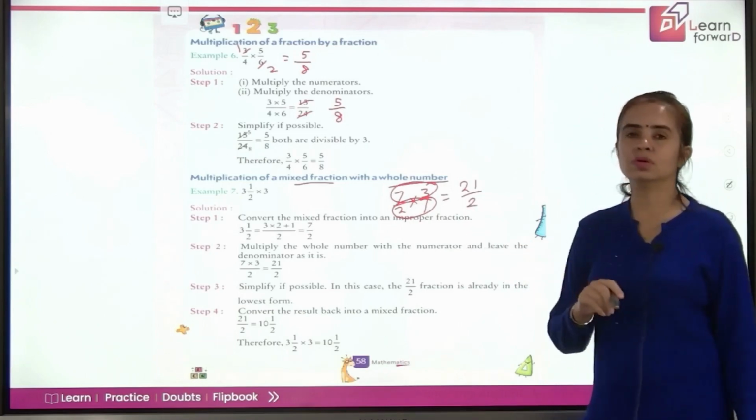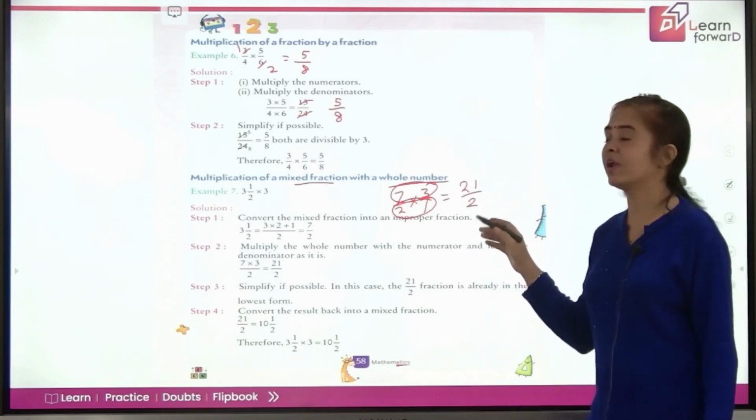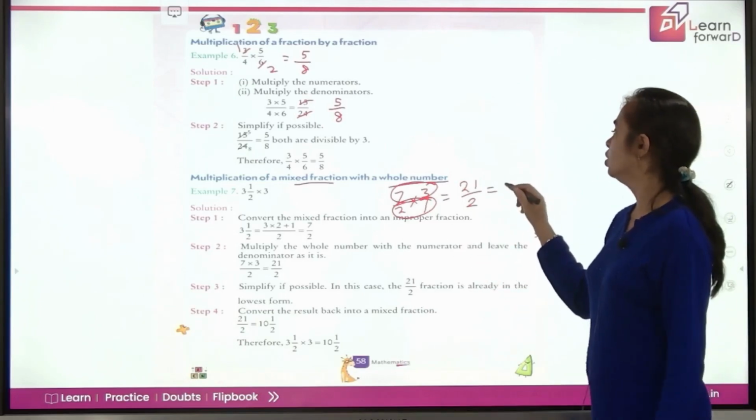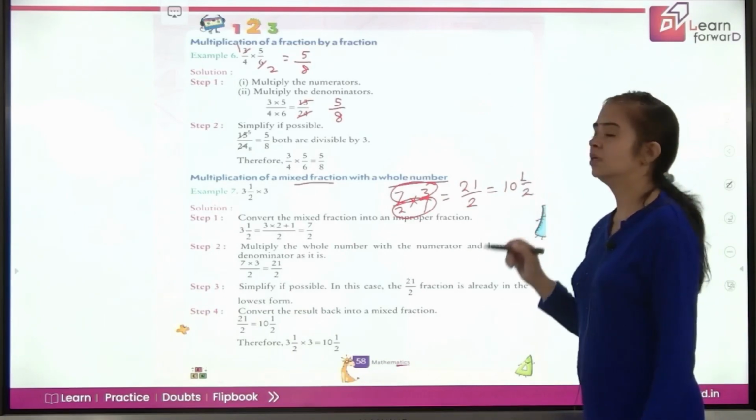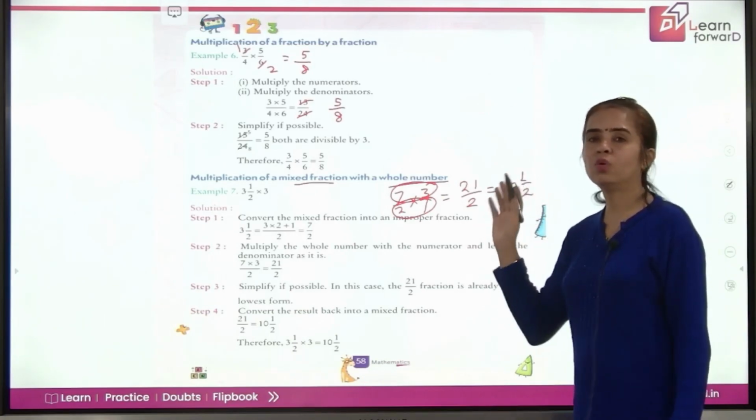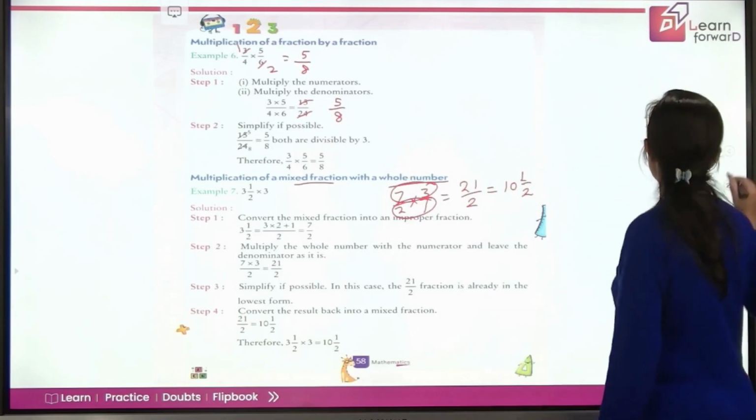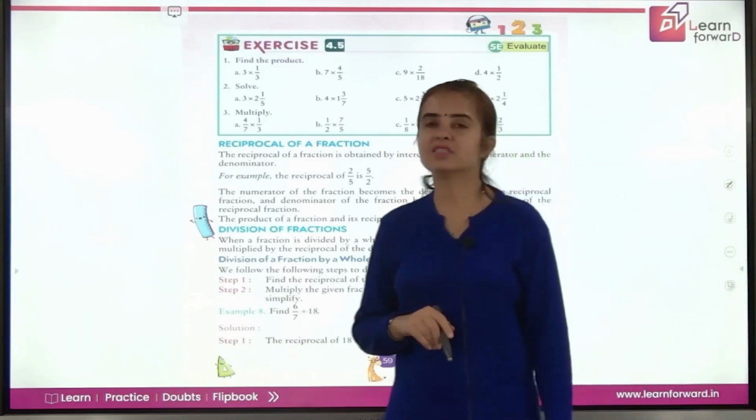Denominator by denominator, you get 2. Now again, what you see here is an improper fraction. So you can change it back into its mixed form. 2 tens are 20, 1 is the remainder, 2 is the divisor. So you get 10 whole 1 by 2 as your final answer. Okay. So whenever you get an answer in improper form, prefer changing it into mixed form.